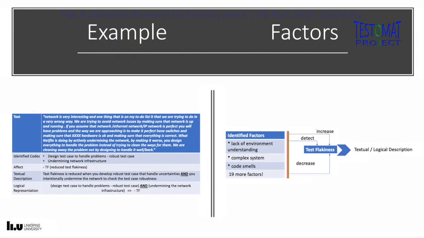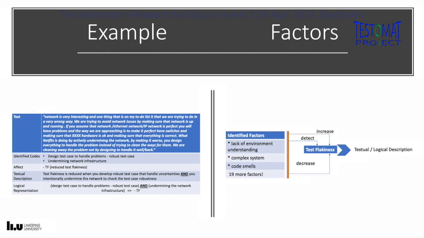So these are the factors we have found, and we have found their effect: increase, decrease. And we noticed, like I said earlier, that they are not independent factors. When 2 or 3 factors are combined together, they can have a very severe effect on flakiness. For example, lack of environment understanding and a complex system. Imagine what will happen when these 2 things combine. That's what this study is about.